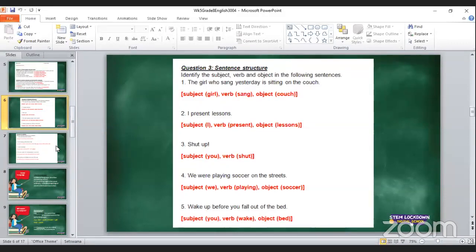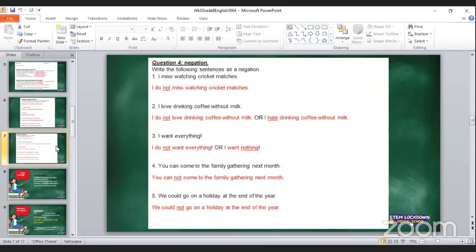Then let's move to the last question from yesterday's homework, question 4, which was about negation. The instruction was to write the following sentences as a negation. The sentences in the question I left in black, then I wrote the answers in red, like a teacher would. So those are the answers. I hope everybody's taking a screenshot of these.